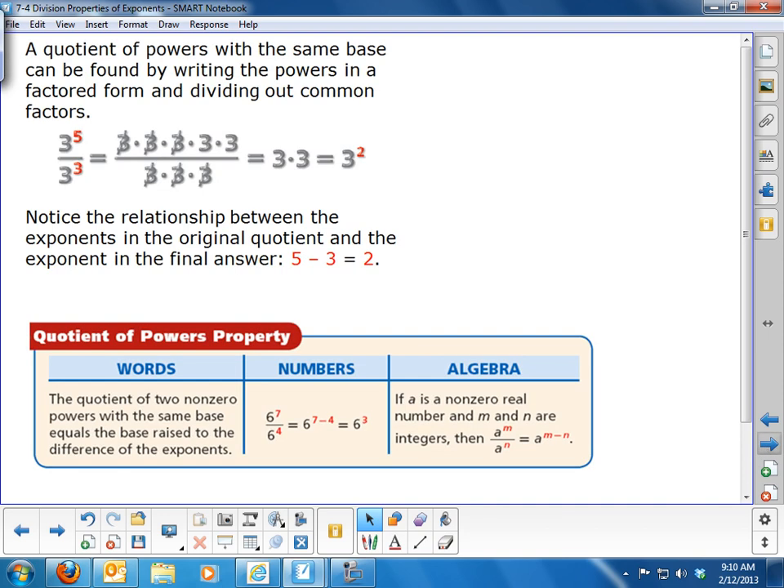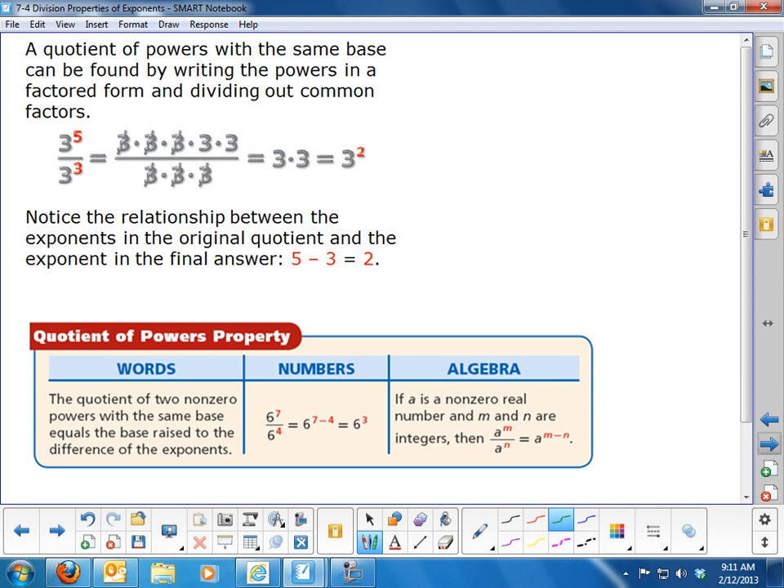To get started, our first property is the quotient of powers property. A quotient of powers, remember, this is only when two things have the exact same base. We can find a quotient of powers by writing the powers in a factored form and then dividing out all the common factors. So if you take 3 to the 5th divided by 3 to the 3rd, we have that 3 to the 5th is 5 3s, 3 to the 3rd is 3 3s.